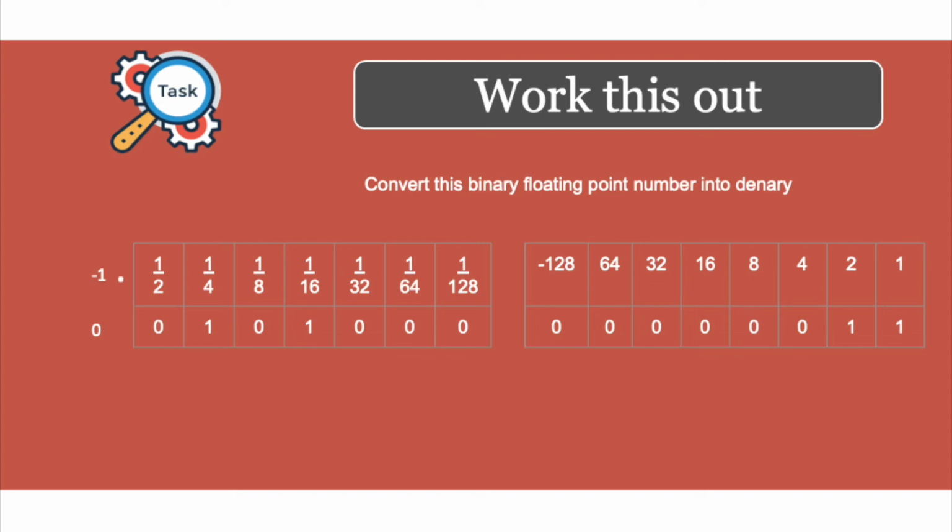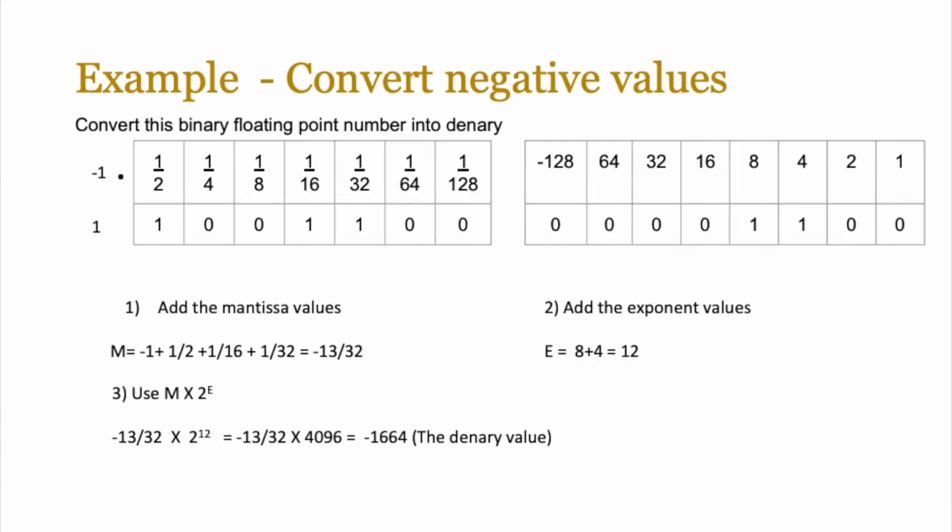And on the right-hand side, the 1 becomes a half, which is 0.5. So 2.5. That's how simple it is. Now we can do exactly the same process when converting negative values.